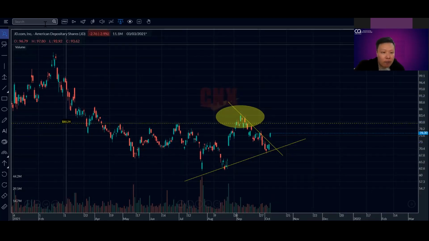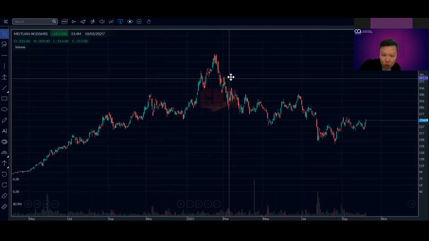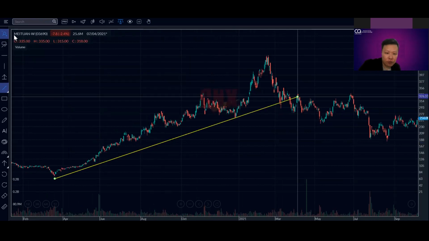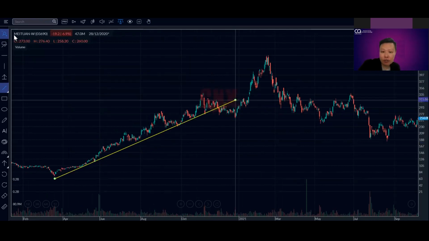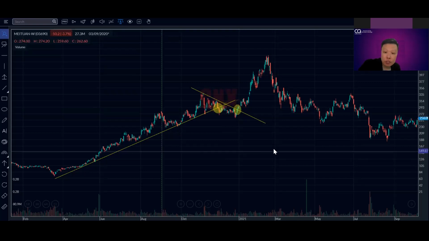And then lastly, Meituan. Okay, so Meituan was one of the best stocks. I made quite good money during the uptrend. Basically we have two points here. First point is here and second point is here. Let me zoom in for more detail.